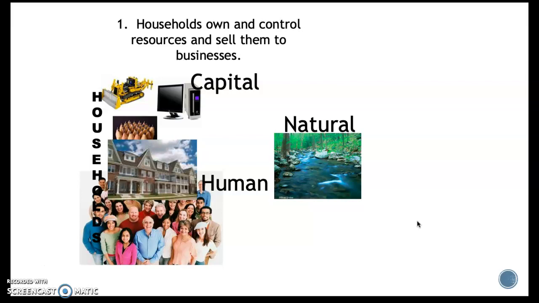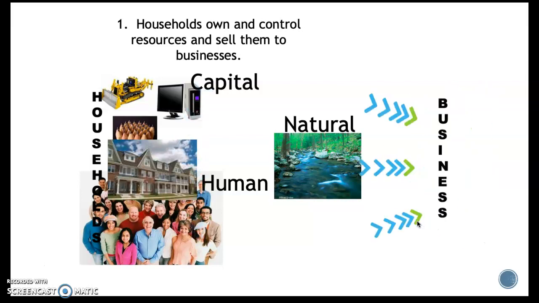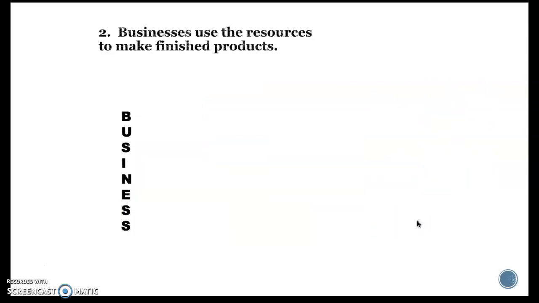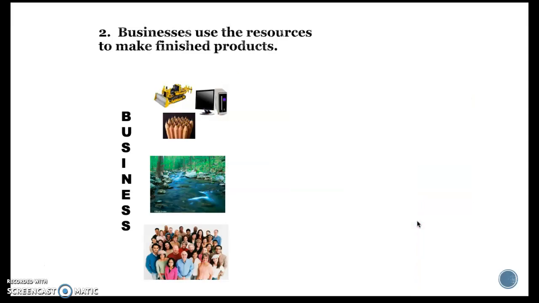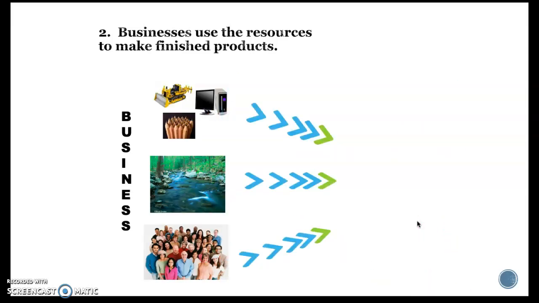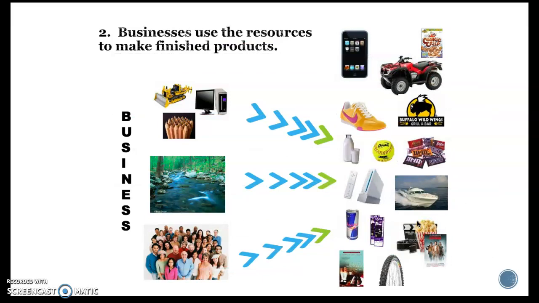So households will take these three resources and sell them to businesses. Now businesses will use these three resources to then make finished products. Finished products can include anything that you buy from a business or anything that you buy from a store. For example, any of the clothes that you wear, the iPhone or the cell phone that you're using, your iPad, any restaurants that you might go out to eat in. All of these are examples of finished products that were created by either capital, natural, and or human resources.